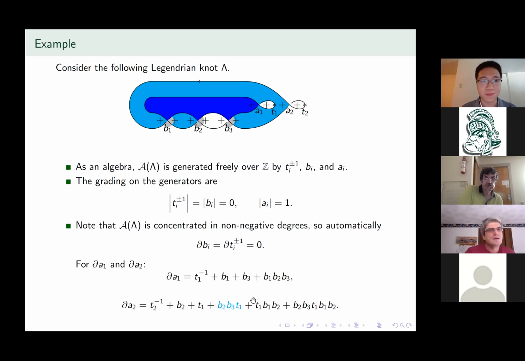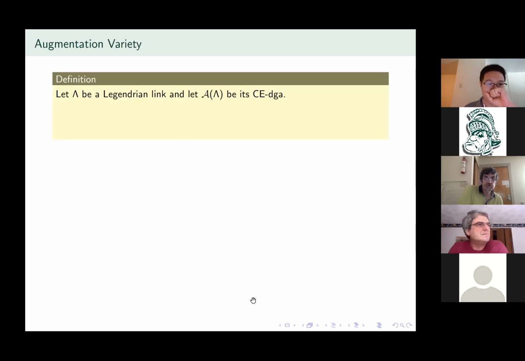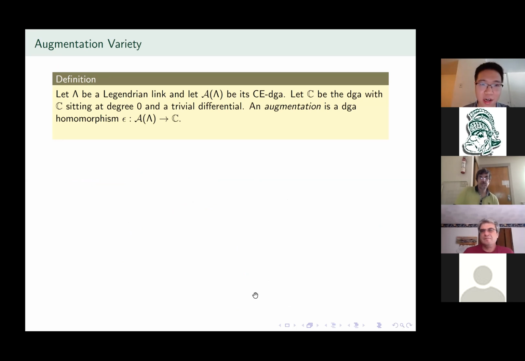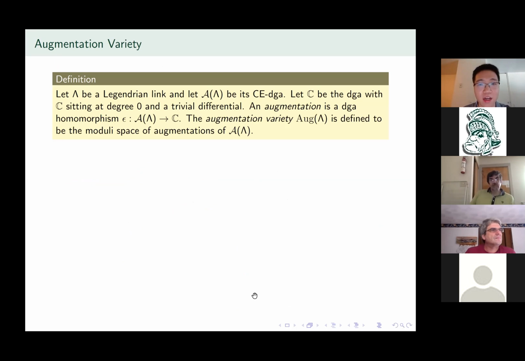All right, so now let's talk about the augmentation variety. Take the link with the algebra A, B, C at 0 and trivial differential. An augmentation is a DG homomorphism from the Chekanov-Eliashberg DGA to this trivial DGA. The augmentation variety is defined to be the moduli space of augmentations.